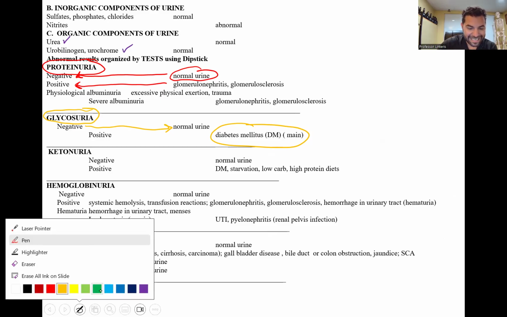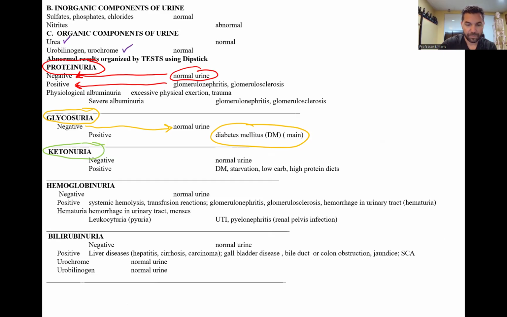Do we want ketones? Normally, no. If you have diabetes mellitus or you're on a low carbohydrate diet, or if you're in a state of starvation or ketosis, we would see ketonuria in the urine, and that's because the body's producing ketones and those will come out in the urine.